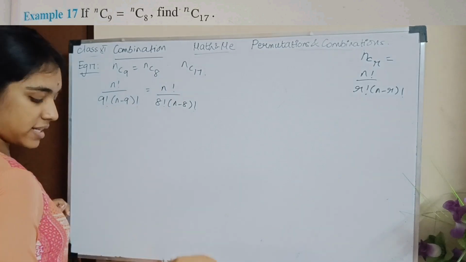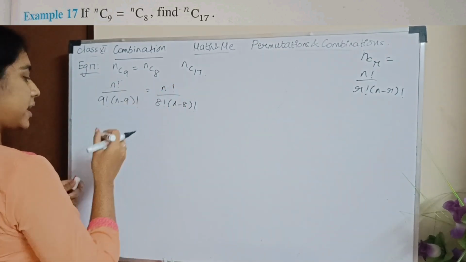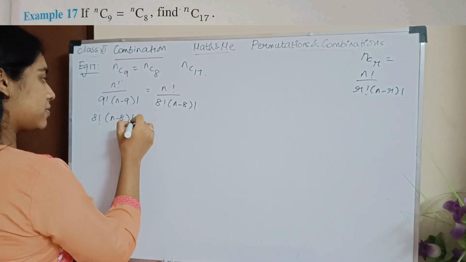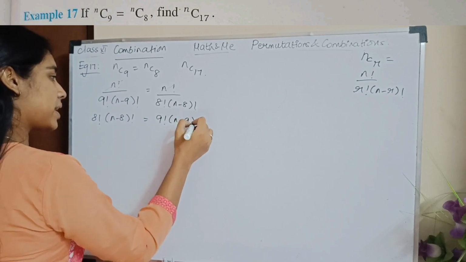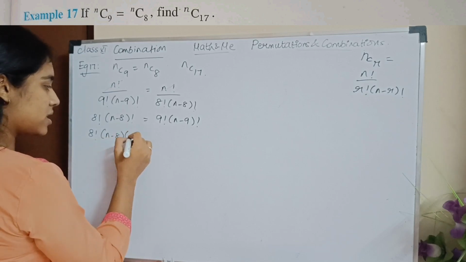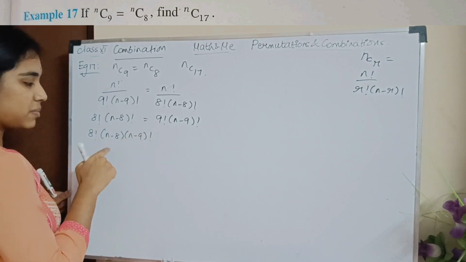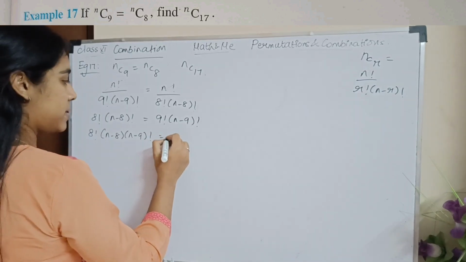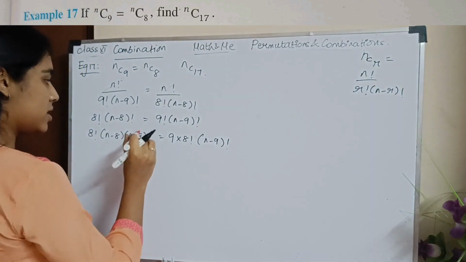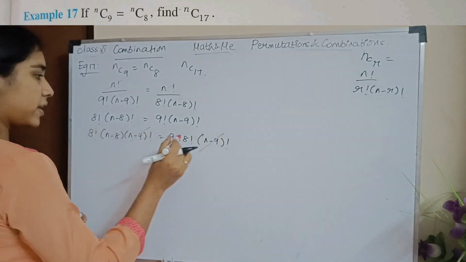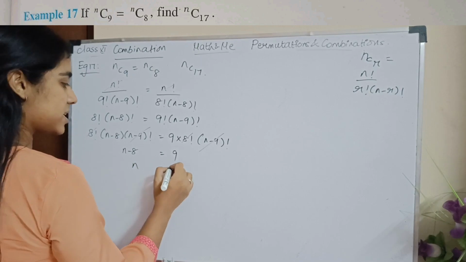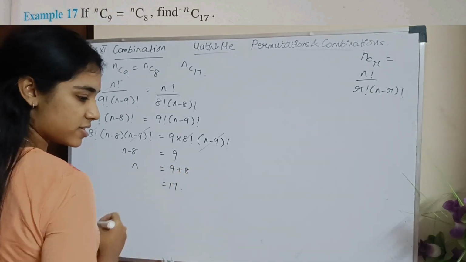Now n and n get cancelled. So cross multiplying, 8 factorial times n minus 8 factorial equals 9 factorial times n minus 9 factorial. Now 8 factorial we can keep as it is. n minus 8 factorial is n minus 8 times n minus 9 the whole factorial, and 9 factorial is 9 into 8 factorial. So the 8 factorial and n minus 9 factorial cancel. So I'll have n minus 8 equals 9. n equals 9 plus 8, which is 17. Okay. So this is the value of n.